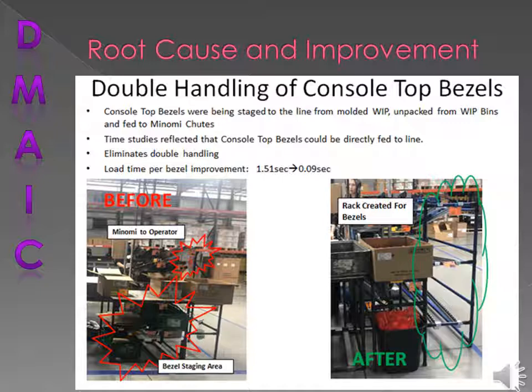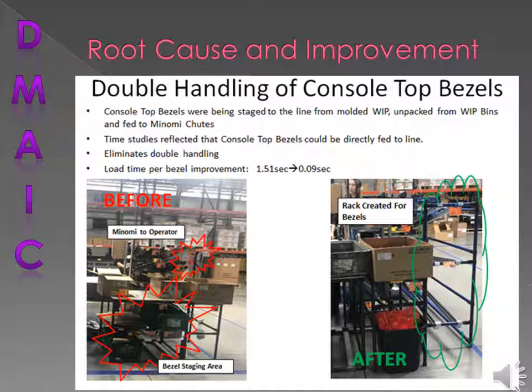It was completely unnecessary to be unloading them from the totes. Generally speaking, we deliver the totes directly to the line unless the parts are really big. So I created yet another freeform rack and was able to reduce the cycle time from 1.51 seconds to load 1 bezel to about 0.09 seconds to load 1 bezel, because there are about 50 bezels in a tote. And so it was a major improvement.